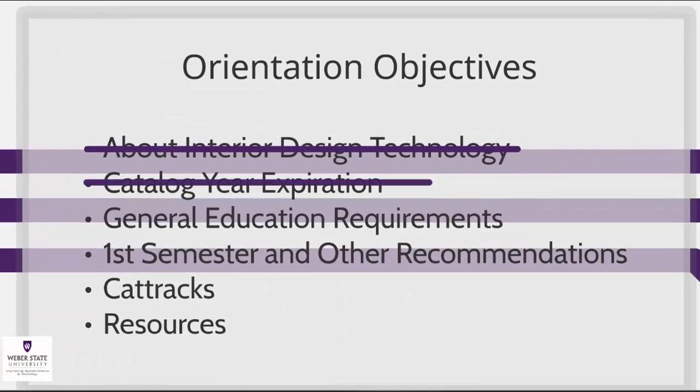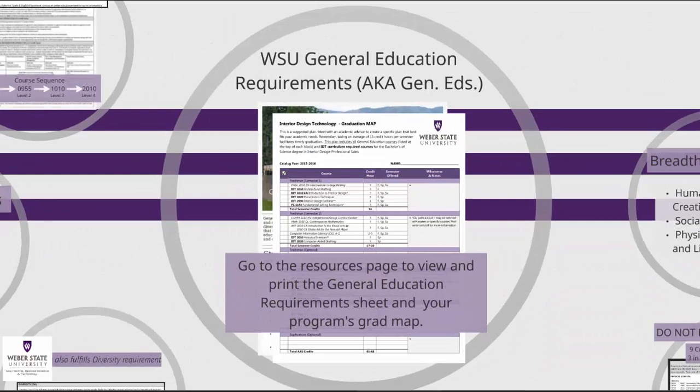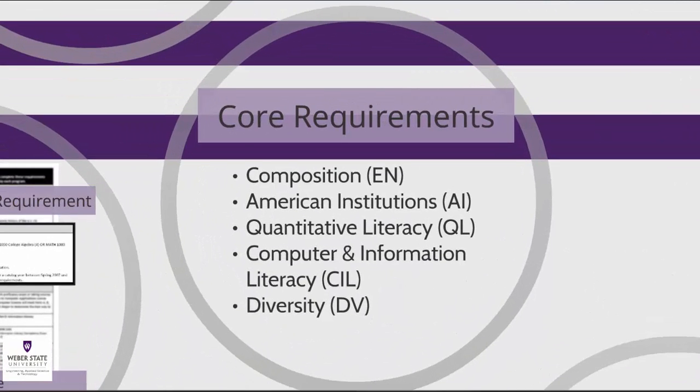In order to follow along with this presentation, print the General Education brochure from the Resources page if you have not already done so. General Education is broken up into 2 parts: the core requirements and the breadth requirements. We will begin by discussing the core requirements. The core requirements include English, American institutions, quantitative literacy, computer information literacy, and diversity.